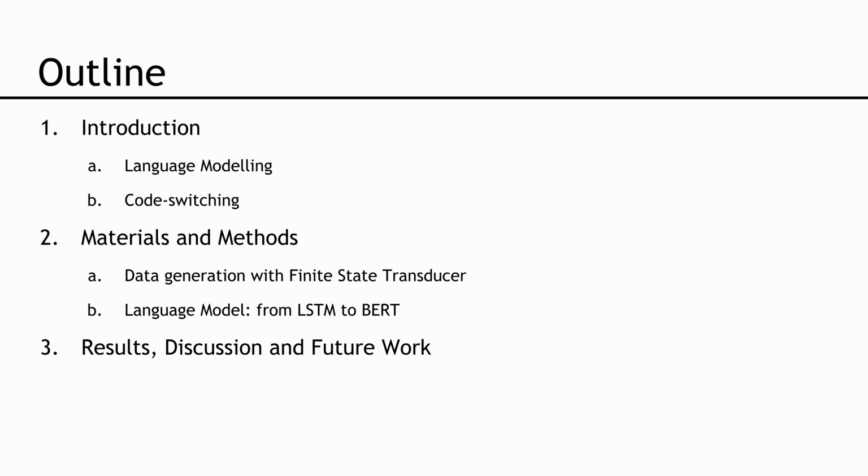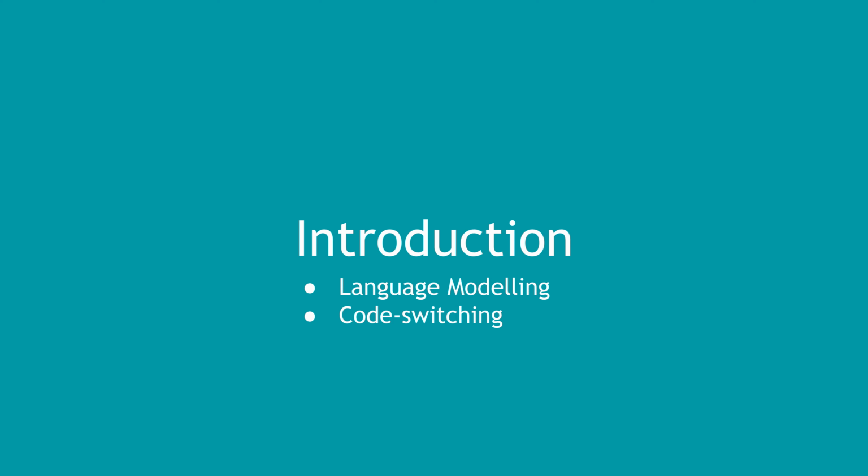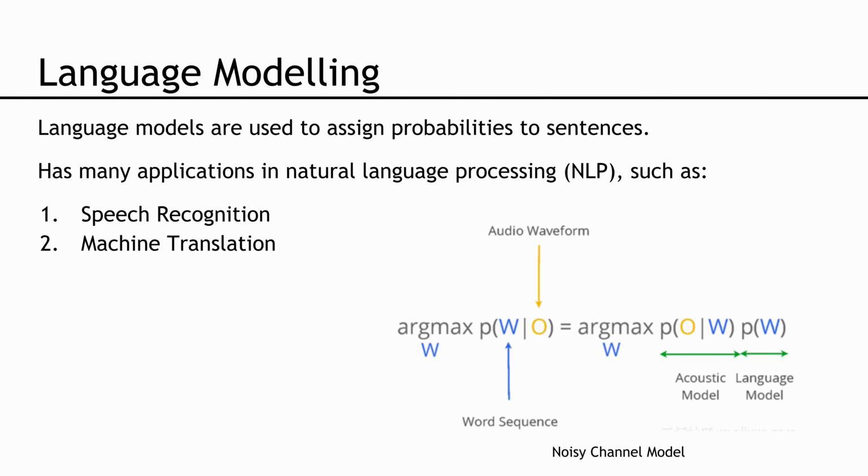This is the outline of my presentation for today, and I will start with an introduction to my project. Language models are used to assign probabilities to sentences. They have many applications in natural language processing, such as speech recognition and machine translation. For example, in speech recognition, given an acoustic signal O and a language model P, we aim to obtain the sequence of words W such that the probability of W given O is maximized.